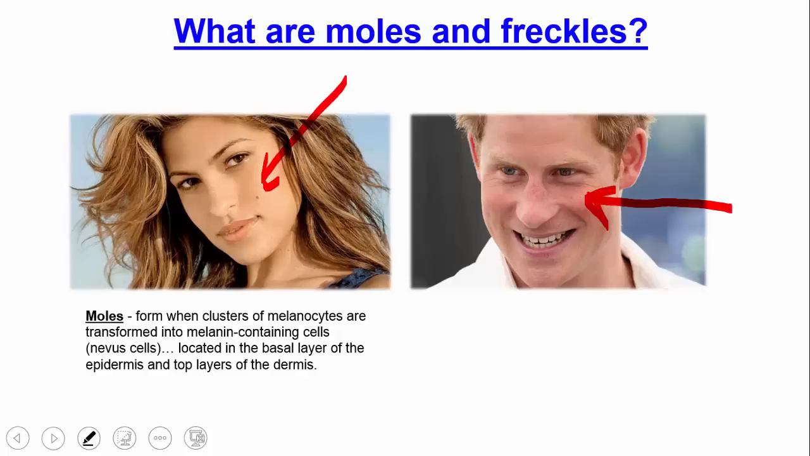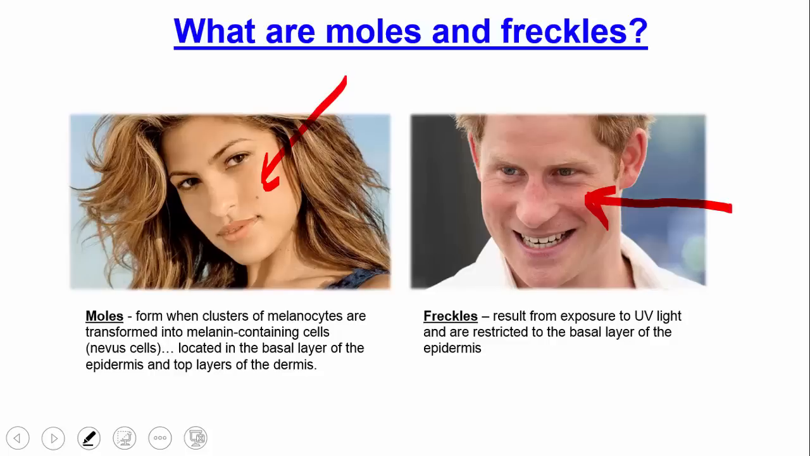On the other hand, if you look at freckles, those actually result from damage to the skin from UV exposure, and they're restricted to the basal layer of the epidermis. So you get this damage to the skin, and the body produces more melanin to combat that UV damage, right? Because melanin can absorb UV, and sometimes that results in these patches on the skin, which we call freckles. It happens much more frequently in individuals with light complexion, although it can happen with individuals with darker complexion as well. So that's a neat practical application.